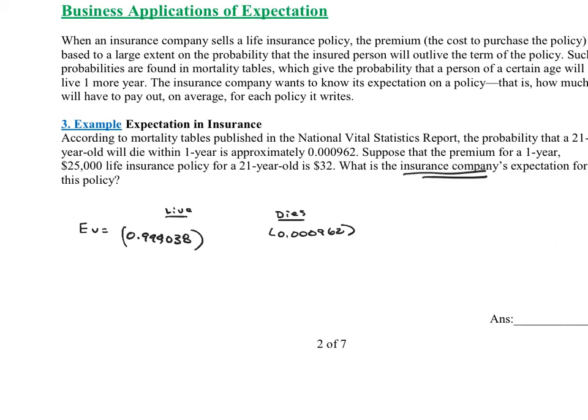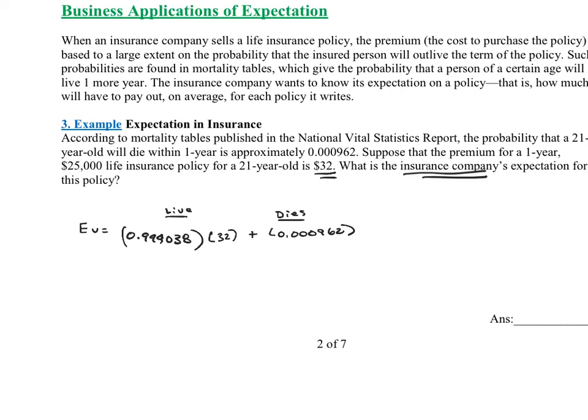So if this person lives, what happened to the company? Well, if the person lives, the insurance company paid out nothing, and they got that premium. The premium was $32, so that means the company made $32 and didn't have to pay out a cent for them, okay? Now let's consider what happens if that person dies.